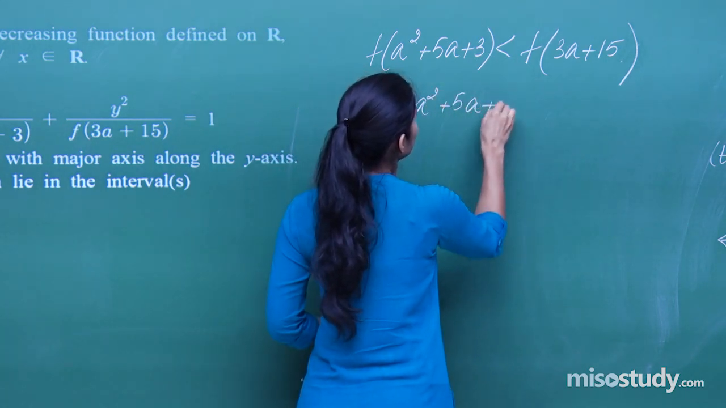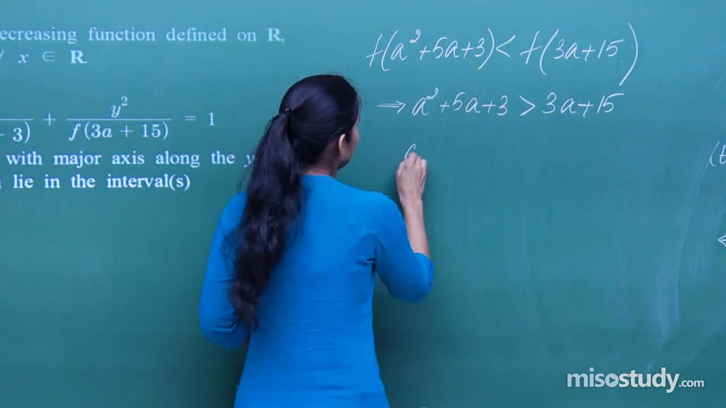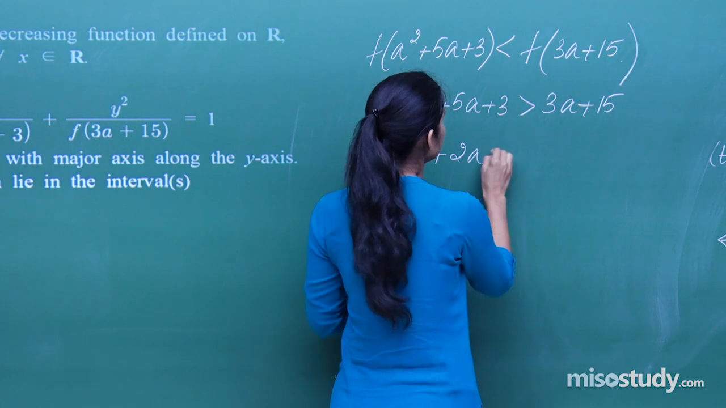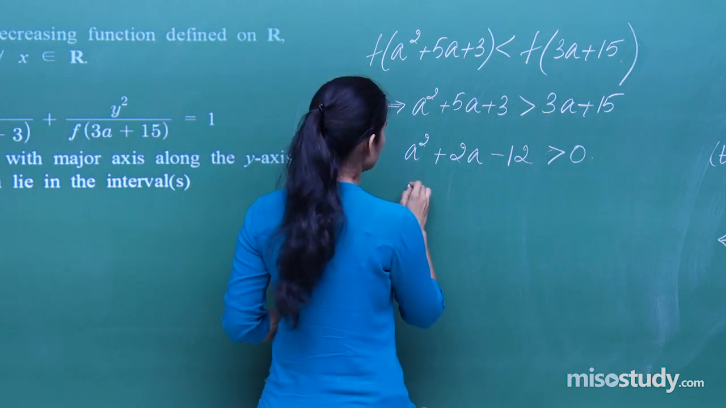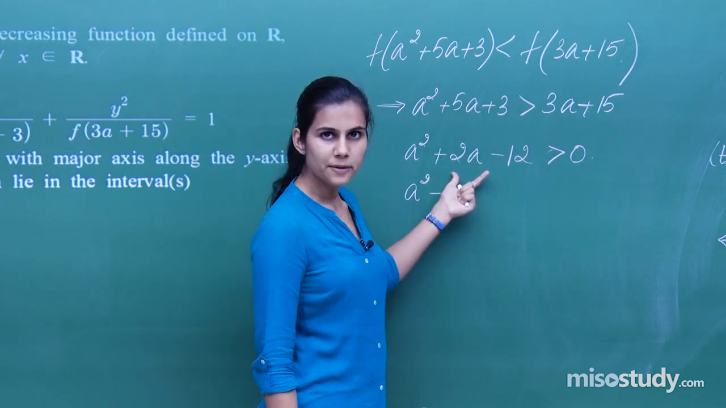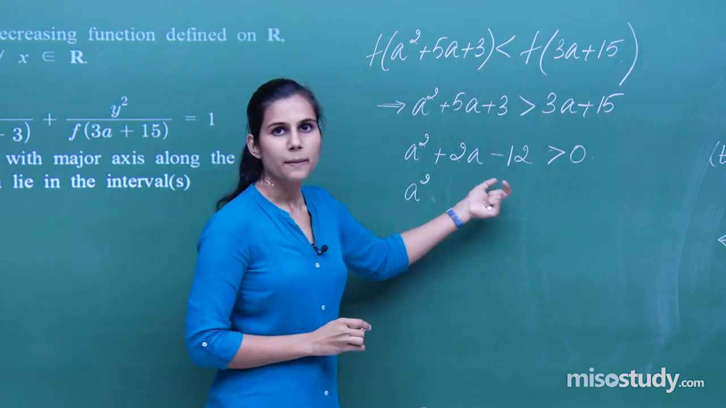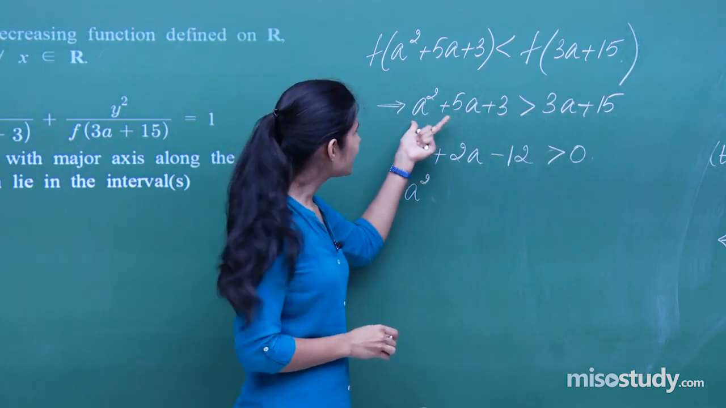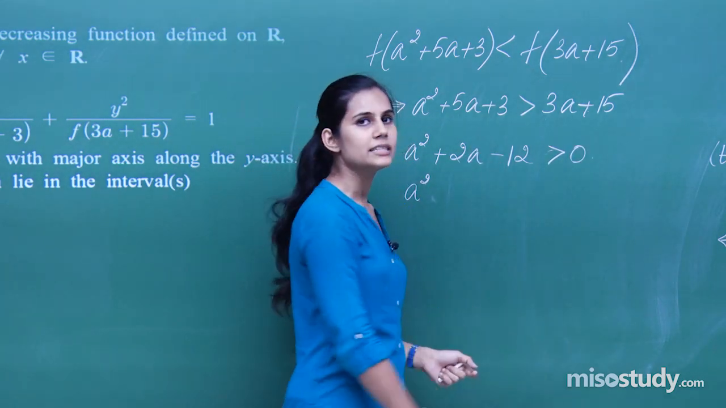a square plus 5a plus 3 is greater than 3a plus 15, which is a square plus 5a minus 3a plus 3 minus 15. This is positive, right? So you get a square, this becomes 5a minus 3a is 2a. Now from here you get a square plus 2a minus 12 is greater than 0. Why? Because a square plus 5a plus 3 was here and here it is 3a plus 15. So a square remains the same, 5a minus 3a gives you 2a and 3 minus 15 gives you minus 12.